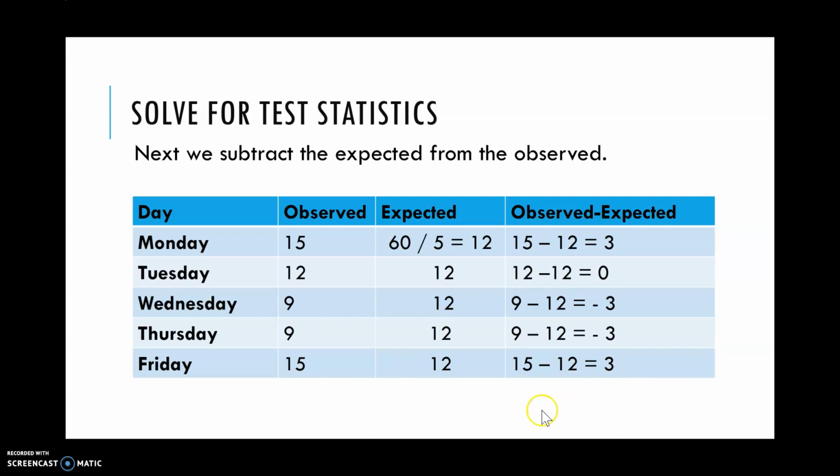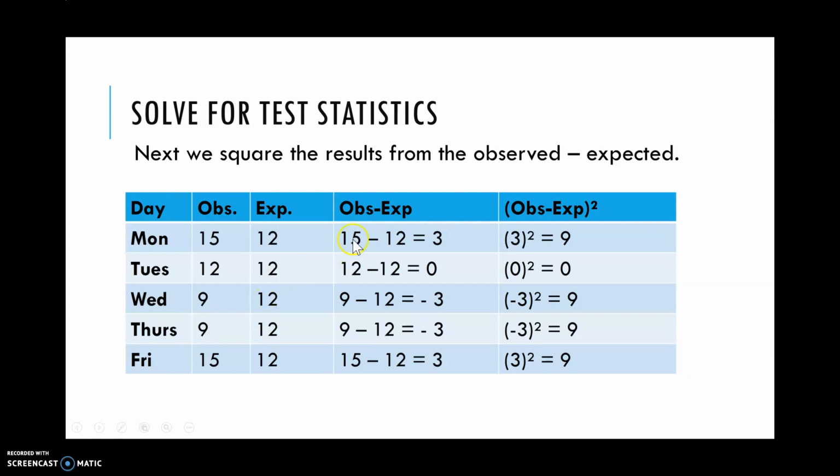All right, then the next thing that we do is we square that observed minus expected value that we just got. So 3 squared is 9. 0 squared is 0. Negative 3 squared, the negative gets squared as well, so negative 3 squared would be 9. Negative 3 squared is 9. Positive 3 squared is 9.